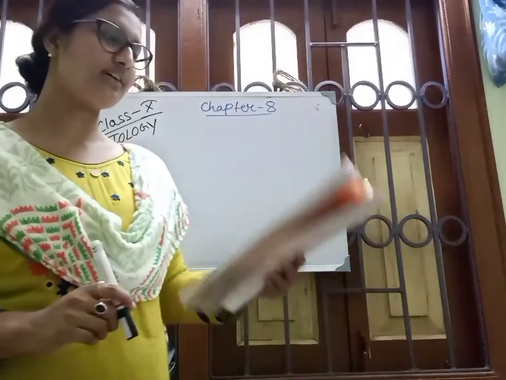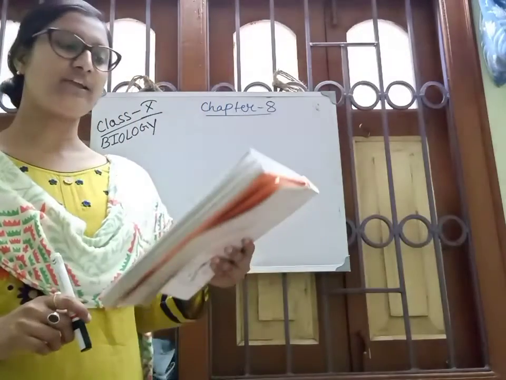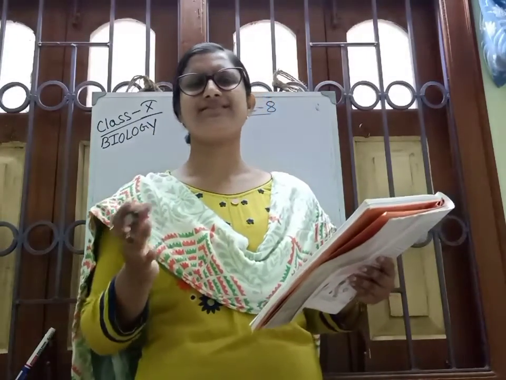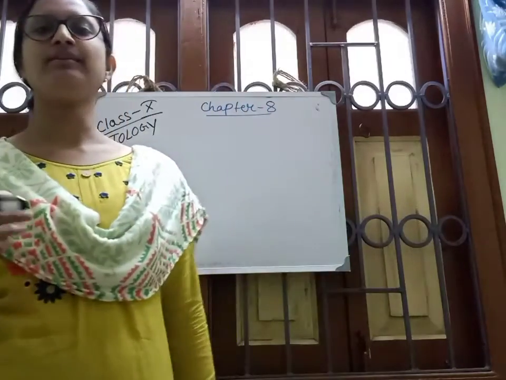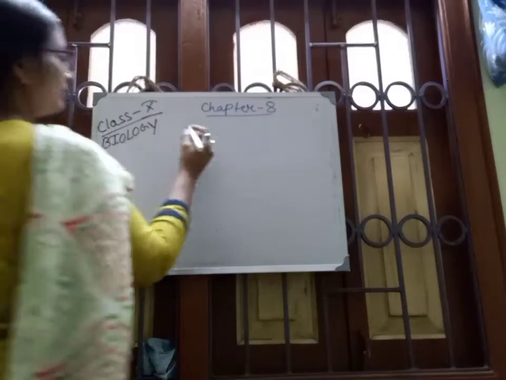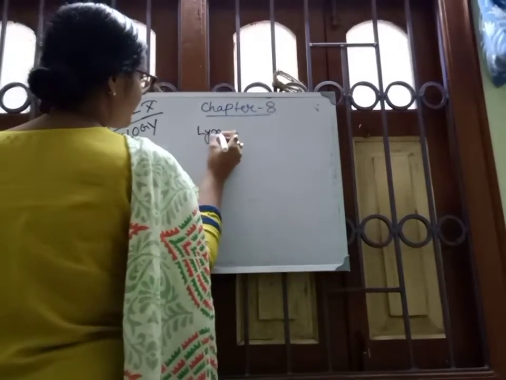As we are discussing the lymphatic system, I have already told you about it. What are the components of the lymphatic system? I have discussed the lymphatic vessels, so one by one I will discuss. The first one is the lymph. The main component of the lymphatic system is the lymph.